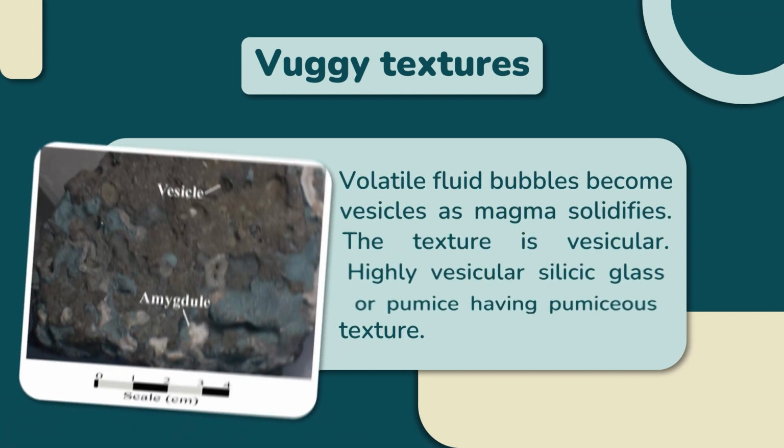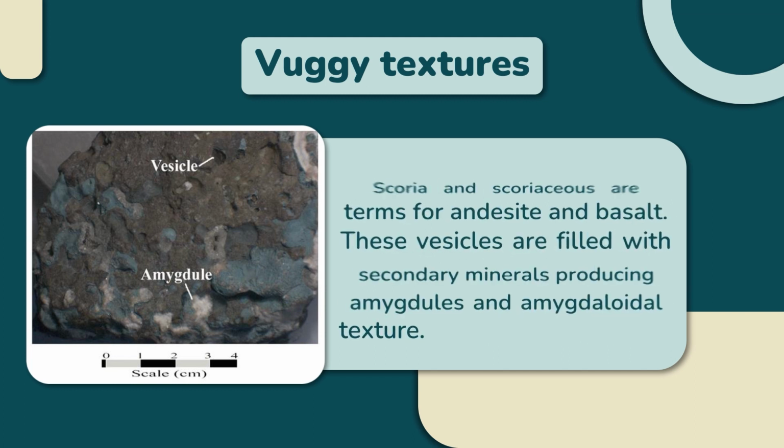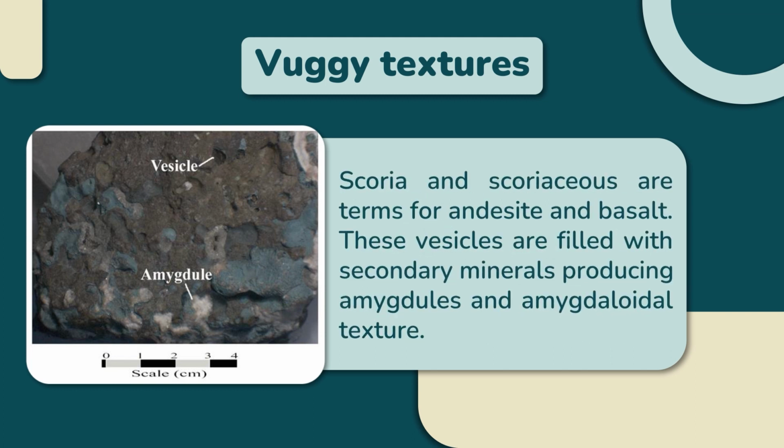Here is the picture which shows vesicles and amygdules. In this case, a volatile fluid bubble becomes a vesicle as magma solidifies. The texture is vesicular. Highly vesicular silicic glass or pumice has pumiceous texture. Scoria and scoriaceous are terms for andesite and basalt. These vesicles are filled up with secondary minerals producing amygdules and amygdaloidal texture.